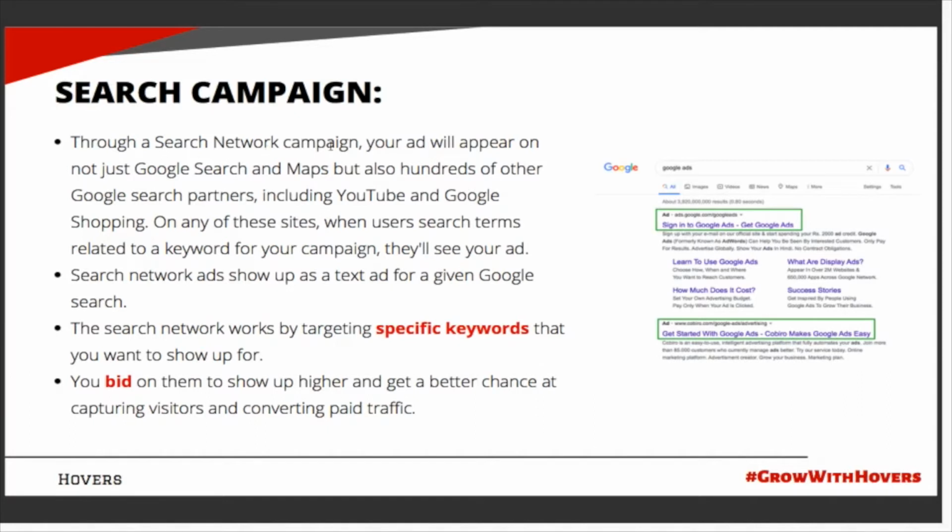Through a search network campaign, your ad will appear not just on Google Search and Maps, but also on hundreds of other Google Search partners, including YouTube and Google Shopping. On any of these sites, when users search terms related to a keyword for your campaign, they'll see your ad. Search network ads show up as a text ad for a given Google search. The search network works by targeting specific keywords that you want to show up for. You bid on them to show up higher and get a better chance at capturing visitors and converting paid traffic.